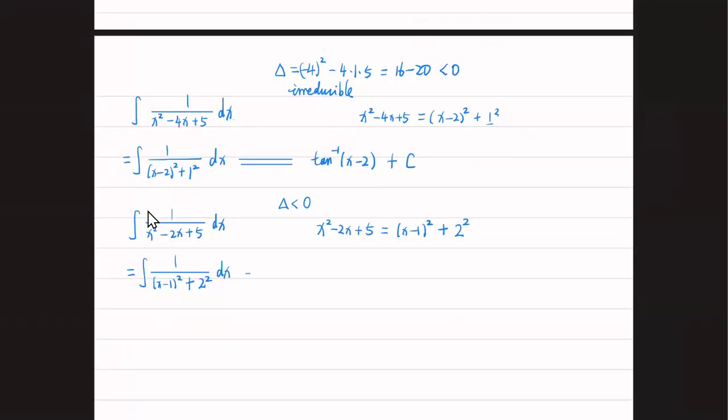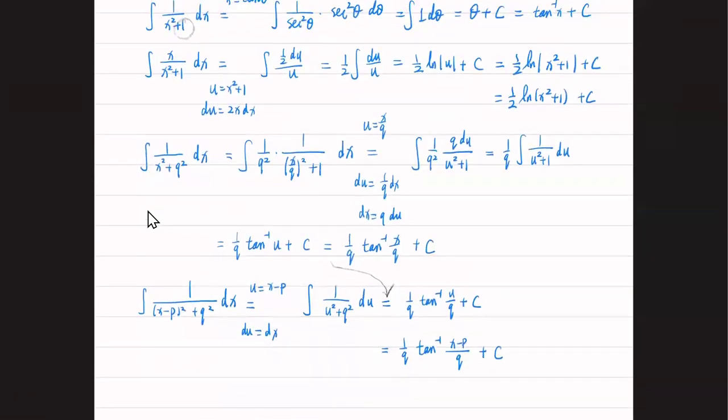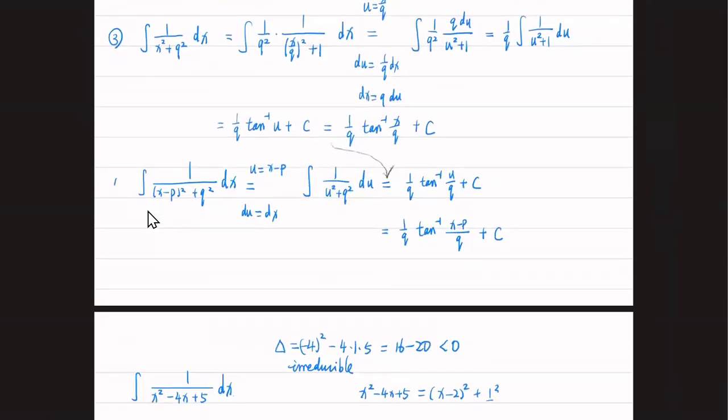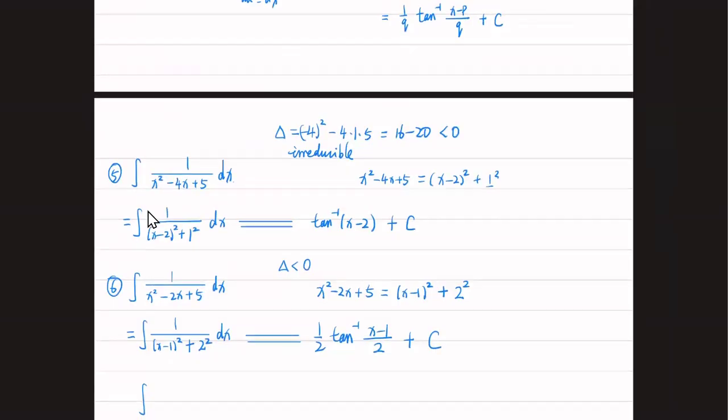One half arctan of x minus 1 over 2, plus c. Yes, so that's the integral. Let's make this a little bit different. If I put in an extra factor, let me label this: first one, second one, third one, fourth one, fifth, seventh. A lot of examples for this.